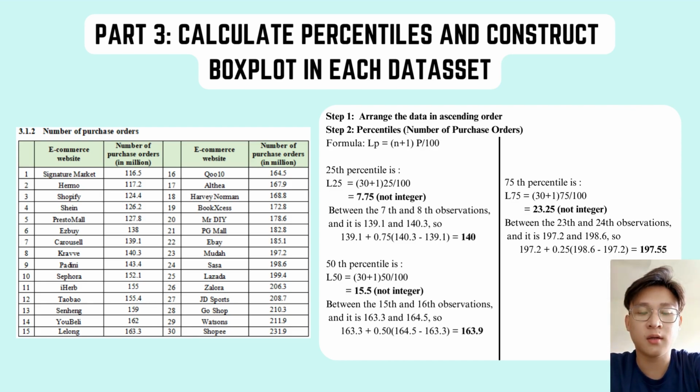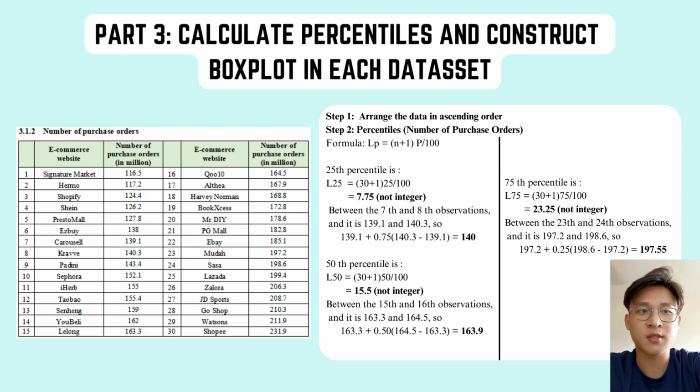The 50th percentile is 31 times 50 divided by 100. We will get the same answer, that is 15.5. So 163.3 plus 0.5 times (164.5 minus 163.3). We will get the answer, which is 163.9.